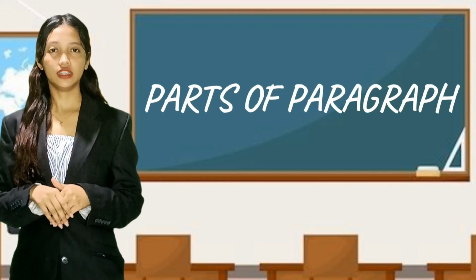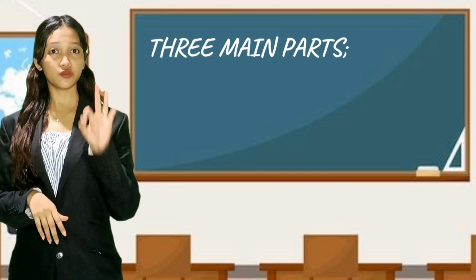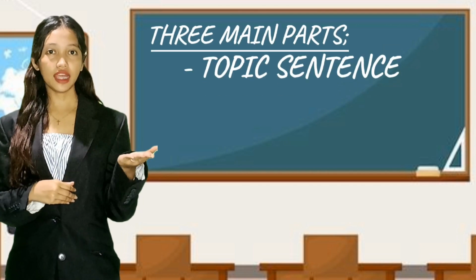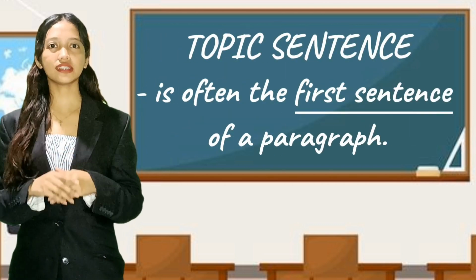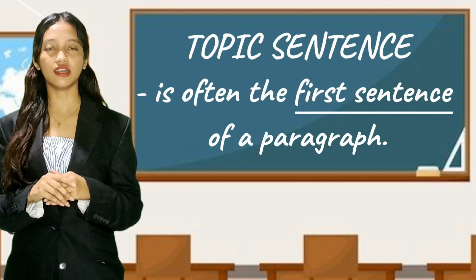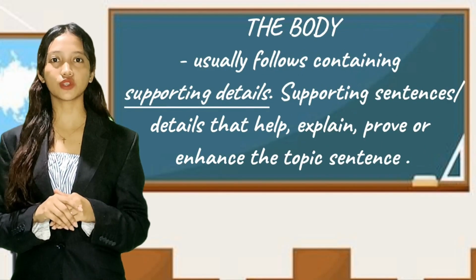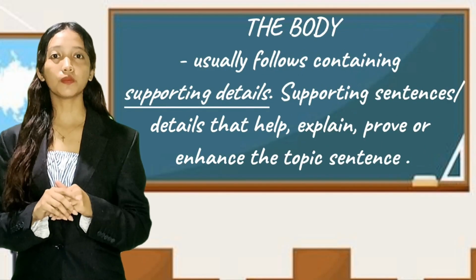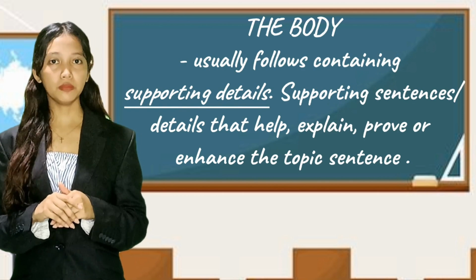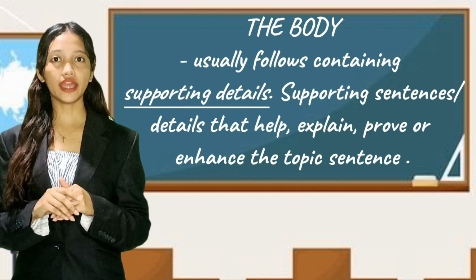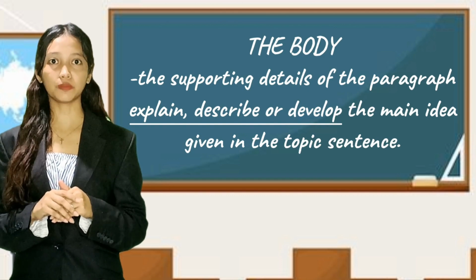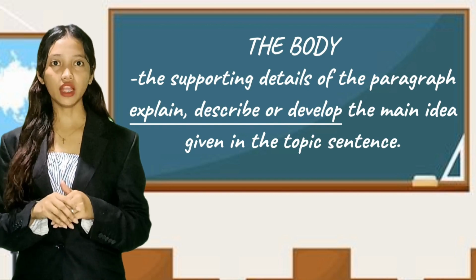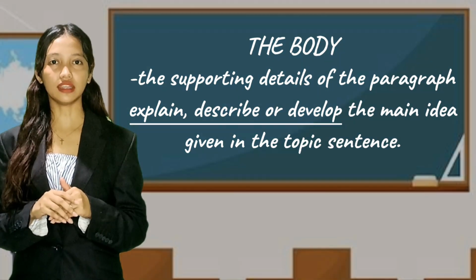So an effective paragraph contains three main parts: a topic sentence, the body, and the concluding sentence. The topic sentence is often the first sentence of the paragraph. The body of the paragraph usually follows, containing supporting details. Supporting sentences help explain, prove, or enhance the topic sentence. The supporting details of the paragraph explain, describe, or develop the main idea given in the topic sentence.